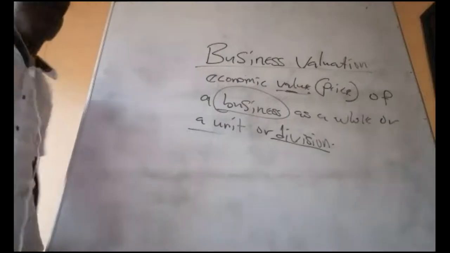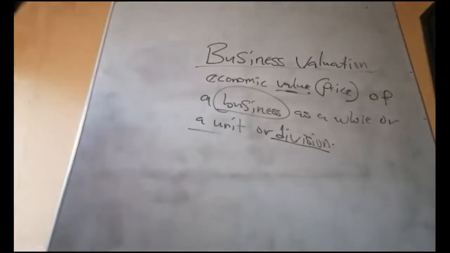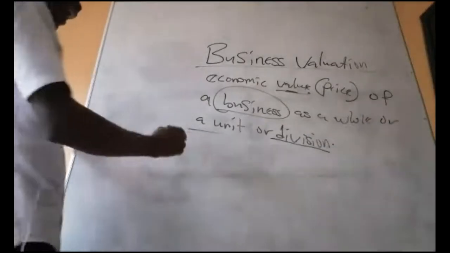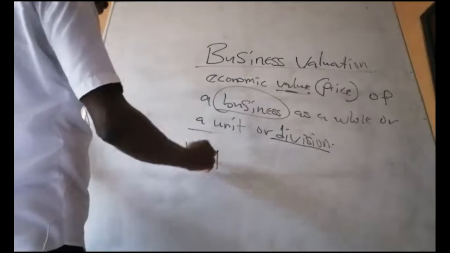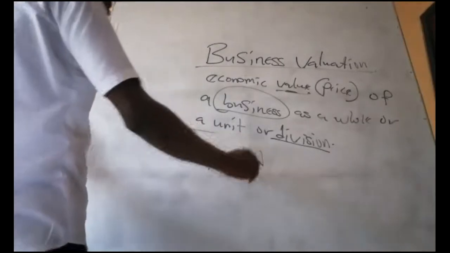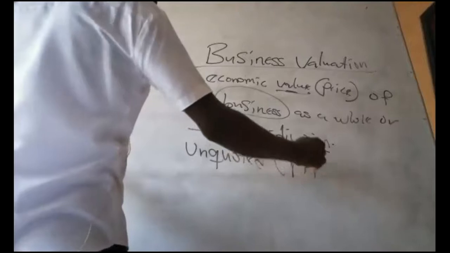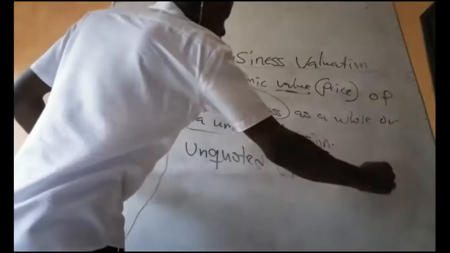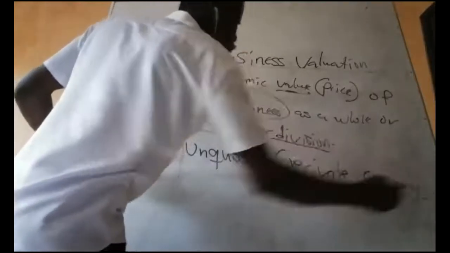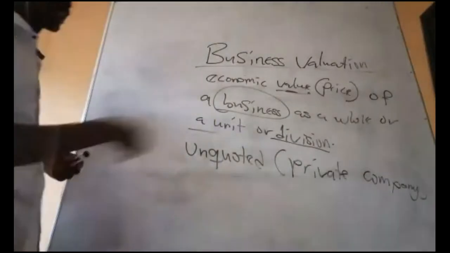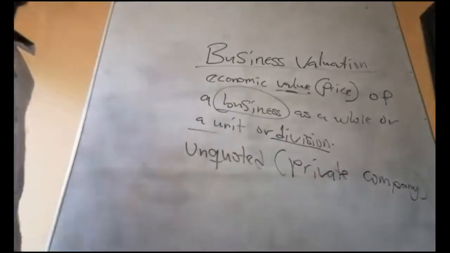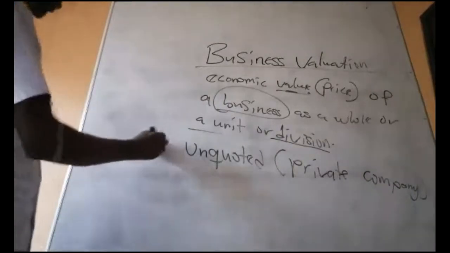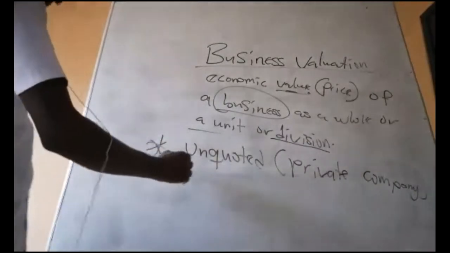So you can have it for quoted and unquoted. Just that most of the valuation processes are for unquoted companies. Unquoted company, we also call it private company. Most of them are for private companies. So all the valuation process you're going to do is for unquoted company. Your examiner will tell you the company that you are doing the valuation for is an unquoted company. Why? I'll explain.